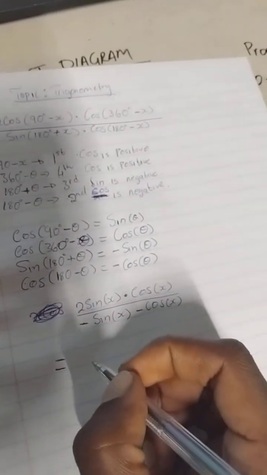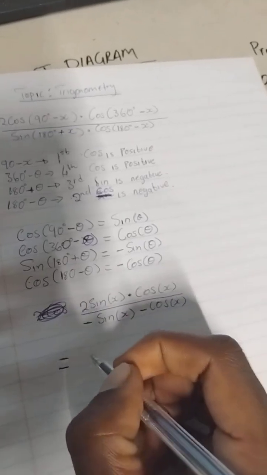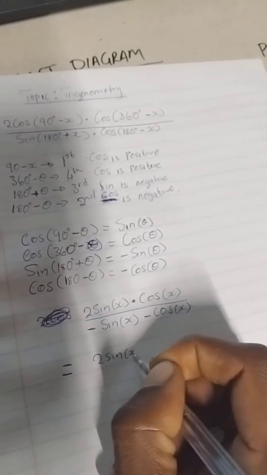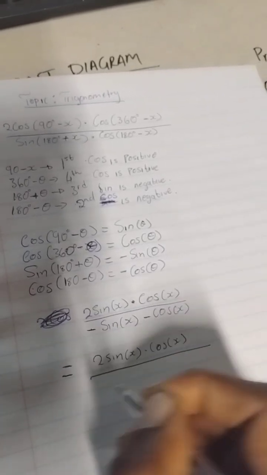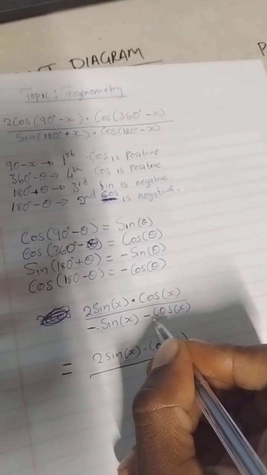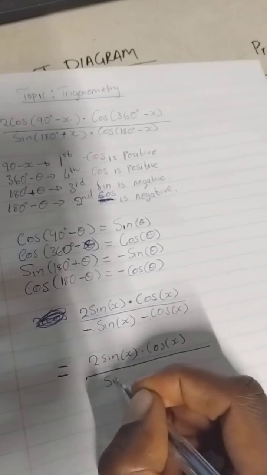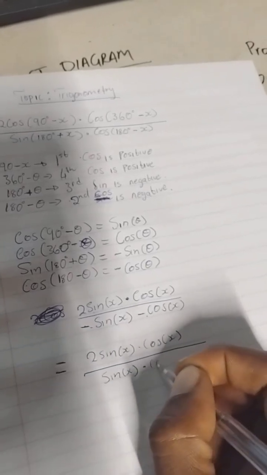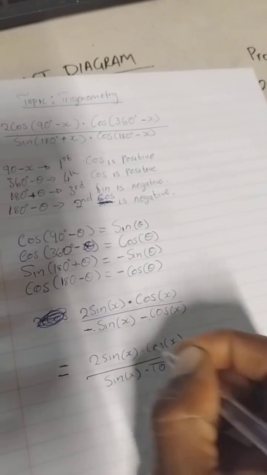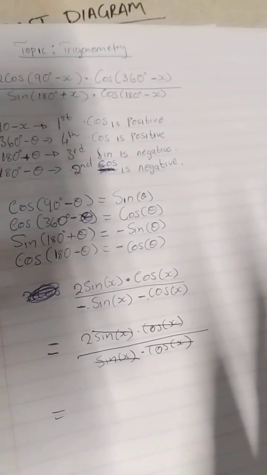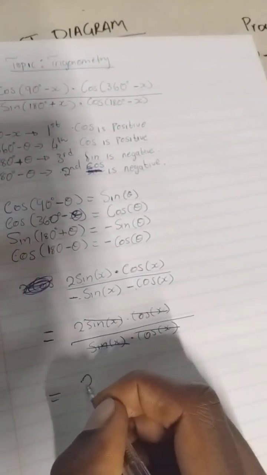Then I'm just going to have 2 sine x multiplied by cos x, all divided by sine x multiplied by cos x. Those are going to cancel out. Then my answer left is going to be 2.